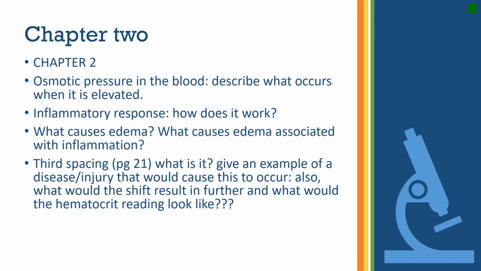But the key is to understand hydrostatic versus osmotic pressure and capillary permeability when it comes to edema and how it all happens. Also, page 21, it just goes right into a couple of pages over, third spacing. So you understand how you have to understand the basic concepts in order to understand a more complicated one, such as third spacing. Give an example of when you would see this in a disease or an injury. And go a little bit farther. What would hematocrit reading look like?